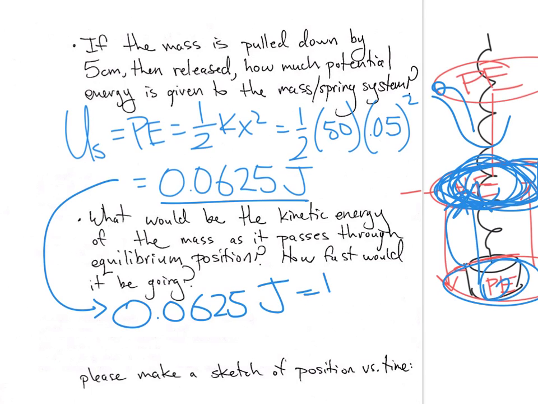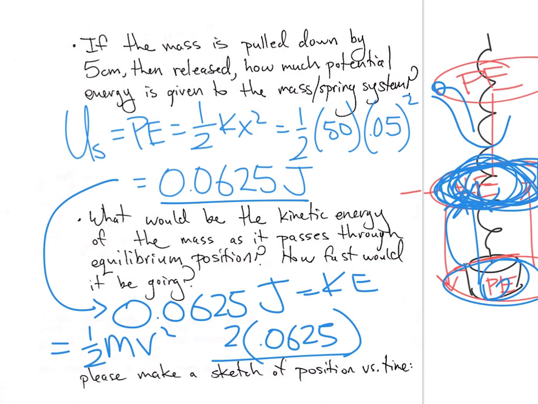So 0.0625 joules for kinetic energy at equilibrium, and if that's the kinetic energy, we know that will be equal to 1/2 mv squared. So if we multiply by 2 and divide by our mass, which was 500 grams, so 0.5 kilograms, that's equal to v squared, so we're taking the square root.